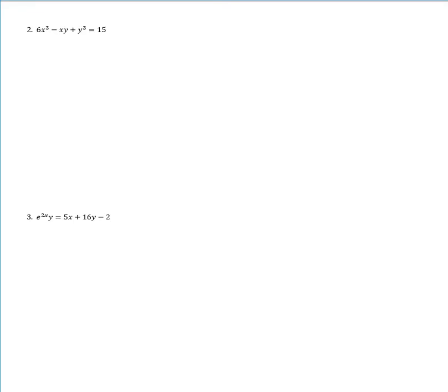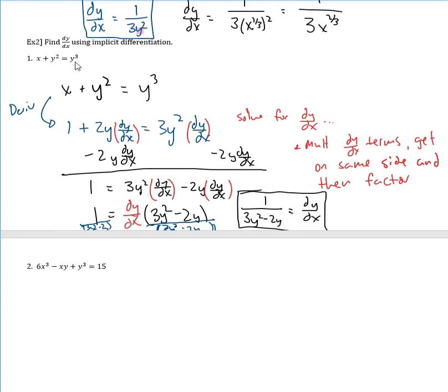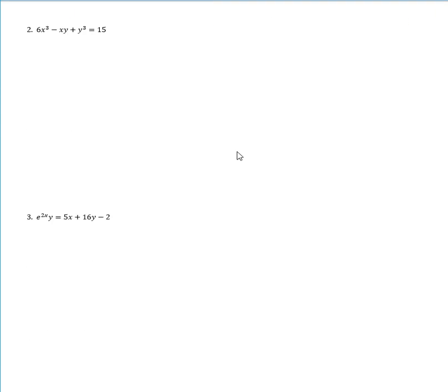Hi everyone, welcome to our video on two example problems using implicit differentiation. So the directions were on the previous page. We're going to find dy/dx using implicit differentiation. To do these problems, it is just going through it term by term, and we want to remember whenever we do the derivative of a y term, we attach dy/dx.